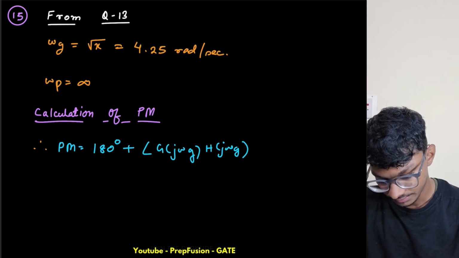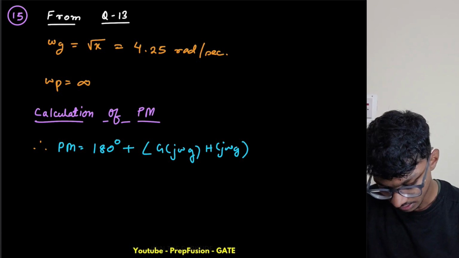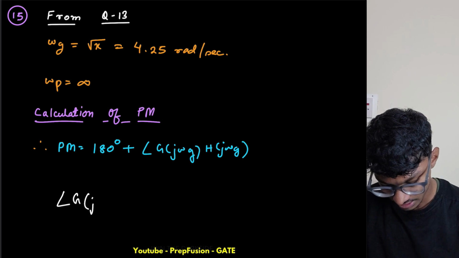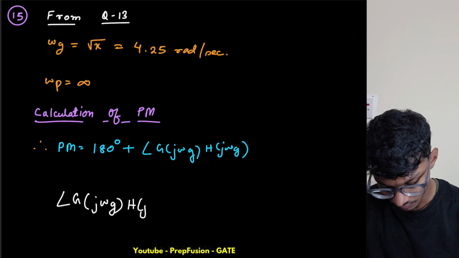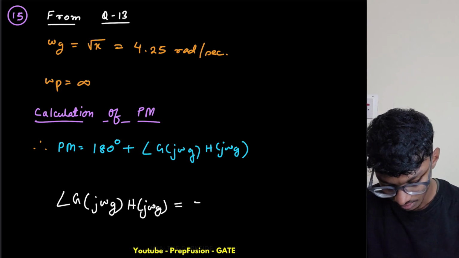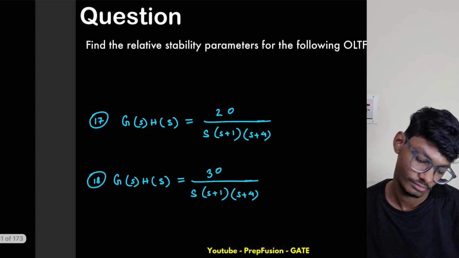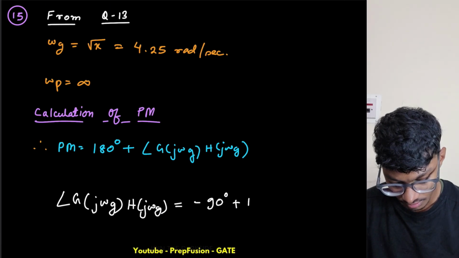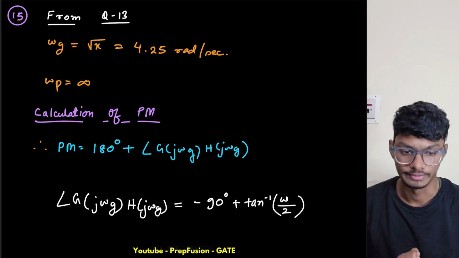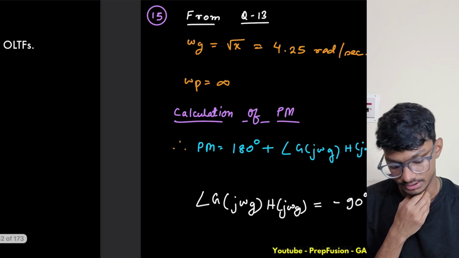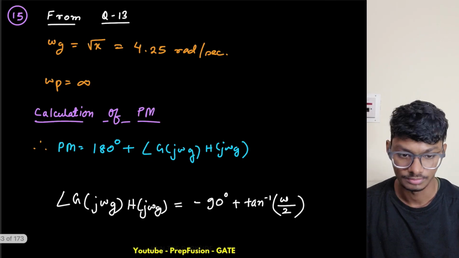Now we are so well accustomed with this, I can directly write the angle over here. It is angle of G of j omega g plus H of j omega g, which equals minus 90 plus tan inverse omega by 2. Okay, tan inverse omega by 2. So this is what my angle is. This is basically my formula.